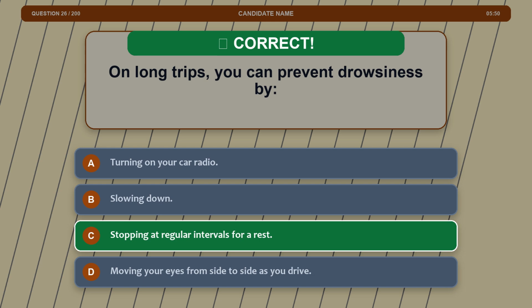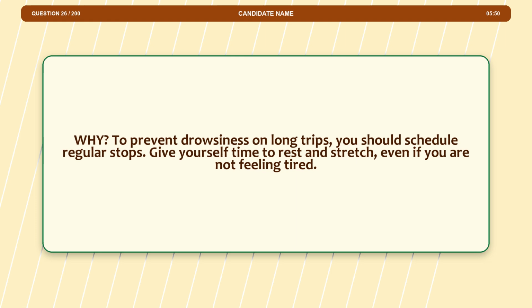The correct answer is option C, stopping at regular intervals for rest. Explanation. To prevent drowsiness on long trips, you should schedule regular stops. Give yourself time to rest and stretch, even if you are not feeling tired.